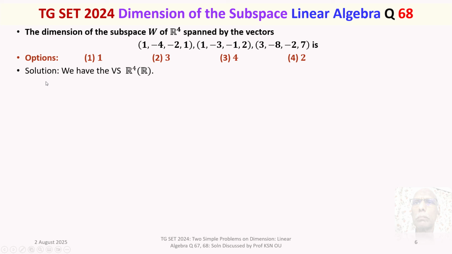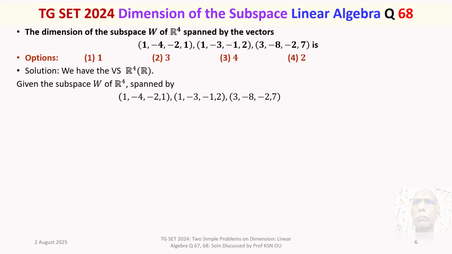Let's now discuss the solution of the problem in detail. We have the vector space R power 4 over R. We are given the subspace W of R power 4 spanned by the above 3 vectors. These are the 3 vectors.